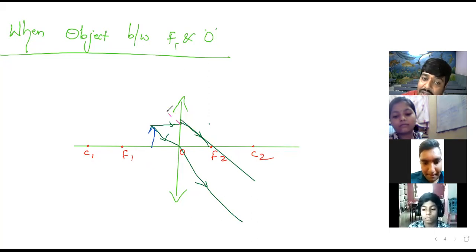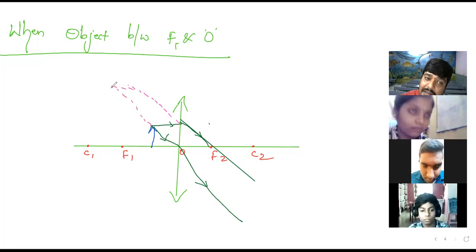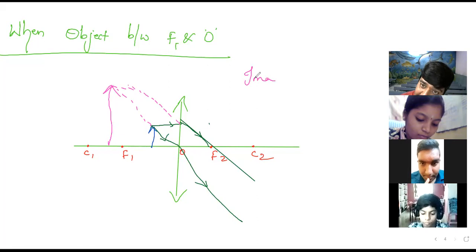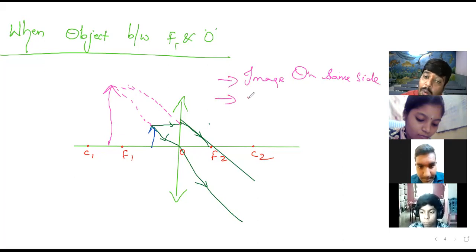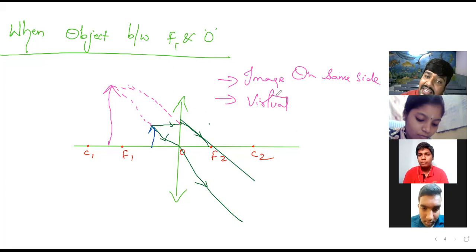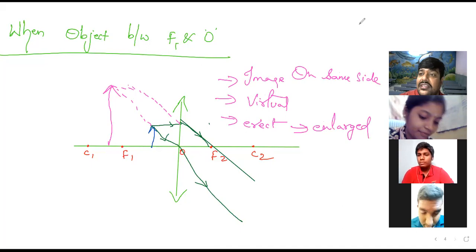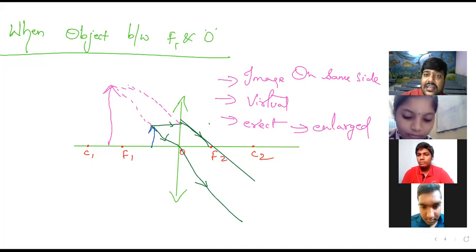Not parallel, you should adjust like this one. Extend it backward. Both the rays are meeting at one point. There the image is formed. Then where is the image? Between C1 and F, on the same side. Next, real or virtual? Virtual. Erect, enlarged or diminished? Enlarged. Yes, very good. This is the ray diagram.